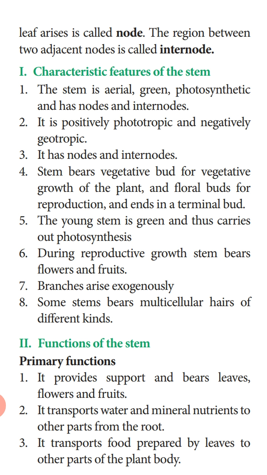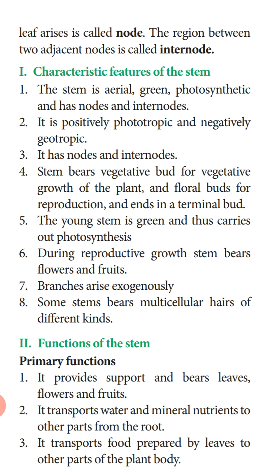Now next we will study the characteristic features of the stem. The first characteristic feature of the stem is that it is aerial, that is, it grows above the soil. Aerial means in the air. It is green in color, it is photosynthetic, and it has nodes and internodes. Second, it is positively phototropic. Photo means light, tropic means turning. So the stem grows towards the sunlight, so it is said to be positively phototropic.